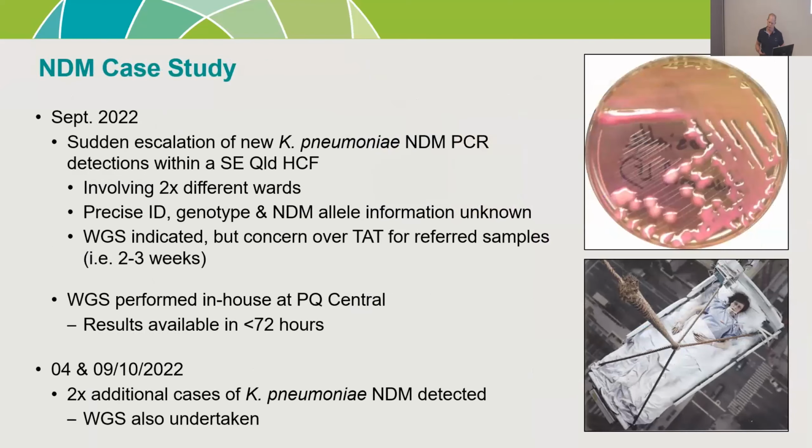So here's an example of how we've been able to utilise this. Late last year, a South East Queensland hospital had an escalation of several new cases of NDM producing Klebsiella pneumoniae. This is a very concerning thing to find in a hospital, and it's the last thing you want to get out. It involved two different wards. We didn't know the precise identification or genotype, and we really wanted the allelic information for the NDM allele to know whether this was truly an outbreak or just people traveling again and bringing these things back into the country.